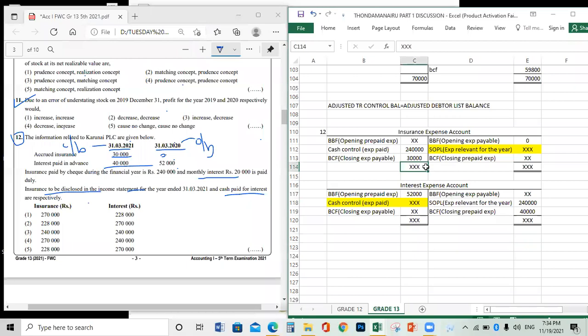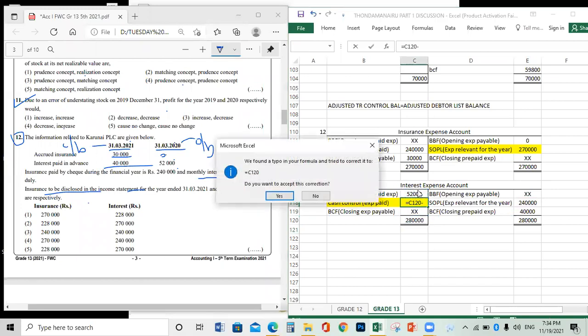Now we have recorded all what is there. Now, guys, we'll find the missing figure. So here, both sides 270,000. So that is going to give you an insurance expense of 270. Now total this side and find the difference. That is going to give you the cash paid. So the cash paid is how much?